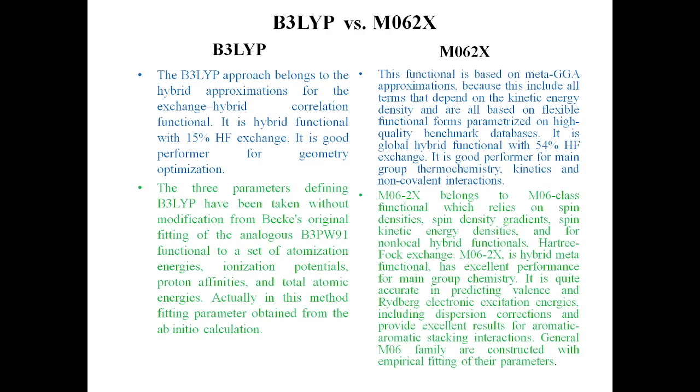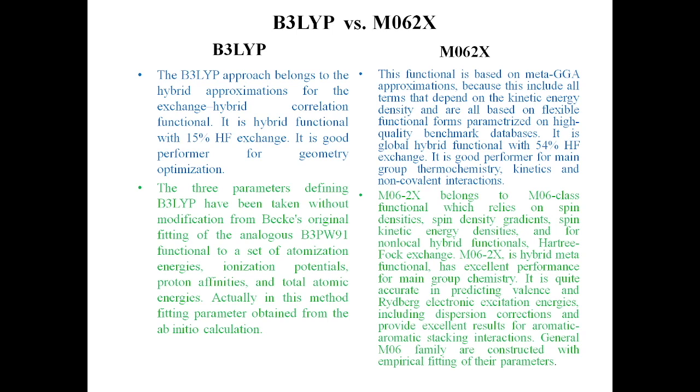There are two most important hybrid DFT methods. One is B3LYP, another is M062X. Here is the comparison between these. The B3LYP approach belongs to the hybrid approximation for the exchange-correlation functional. It is a hybrid functional with 15% exact exchange. It is a good performer for geometry optimization.